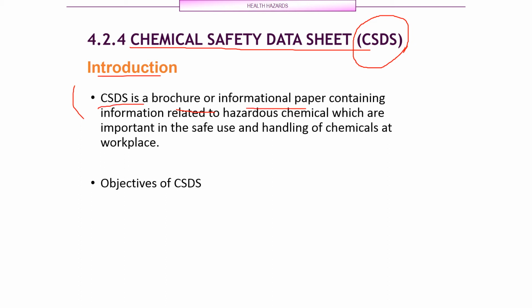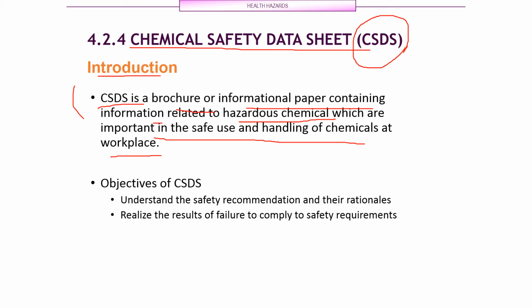So it is an informational paper containing information related to hazardous chemicals which is important in the safe use and handling of chemicals at a workplace. So dalam CSDS ni semua ada bagi tahu semua properties of that chemical, how to handle, how to throw it, how to use it, semua ada dalam CSDS. So that's why you need to know CSDS before you go to the lab and use or handle the chemical. So the objective of CSDS is, the first one, to understand the safety recommendation and the rationale, then realize the result of failure to comply with safety requirements.